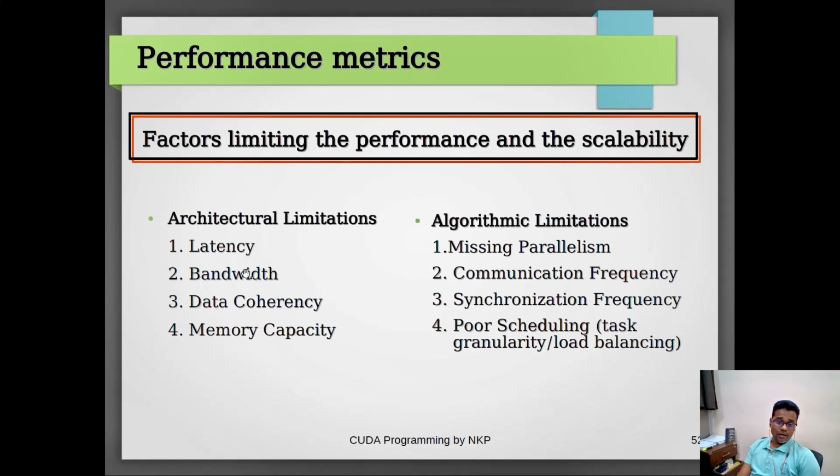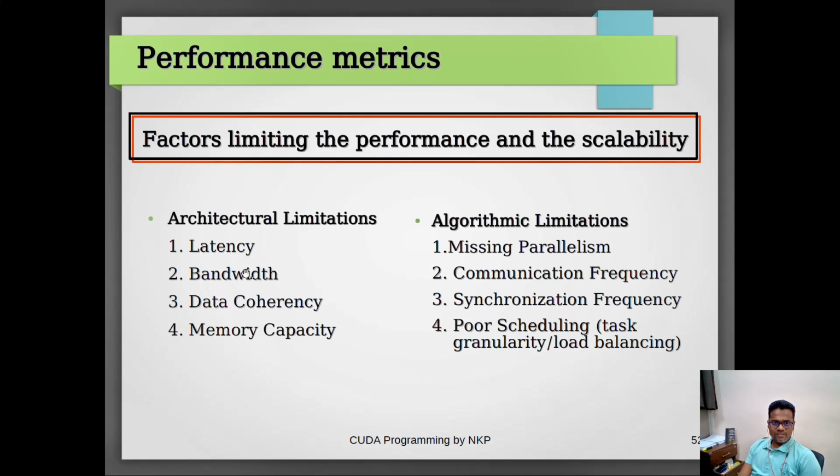Then data coherency, how we store the data. If you have cache memory where frequently used data can be stored, and that kind of solution is not available in your hardware, then definitely it is also a limiting factor for your performance.